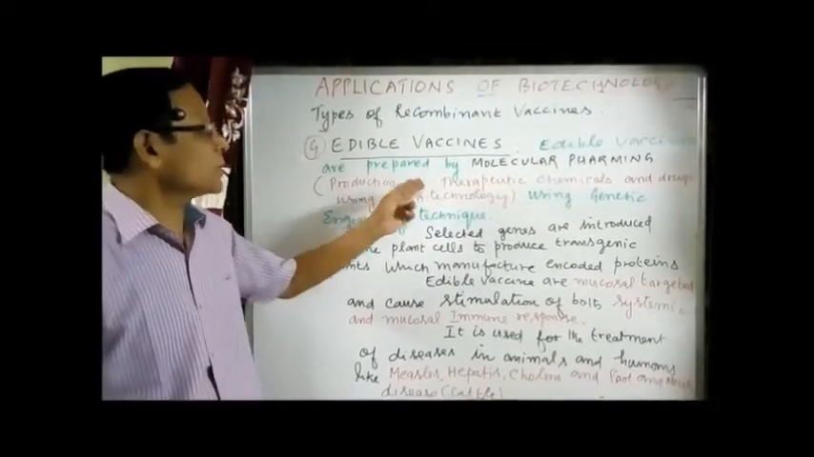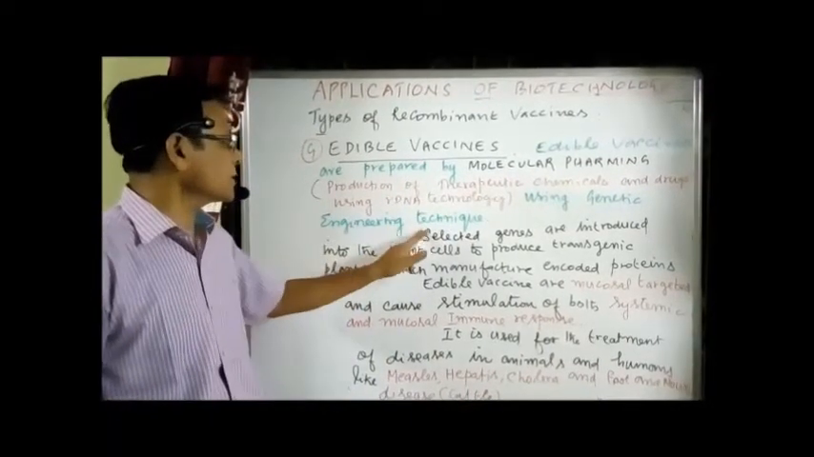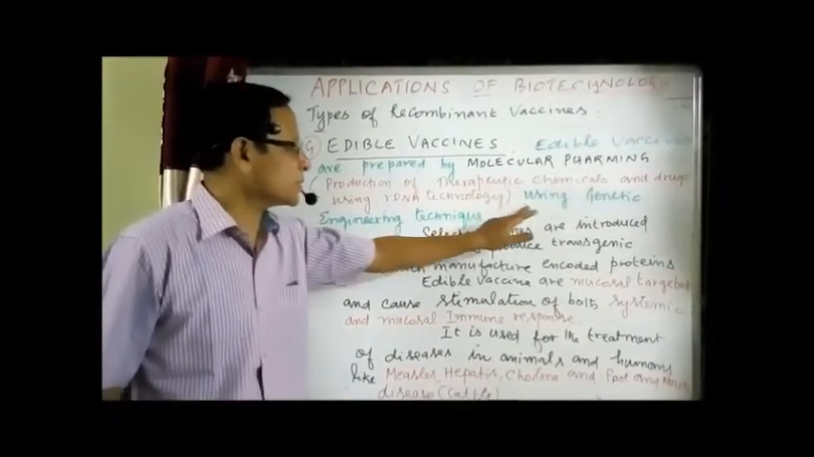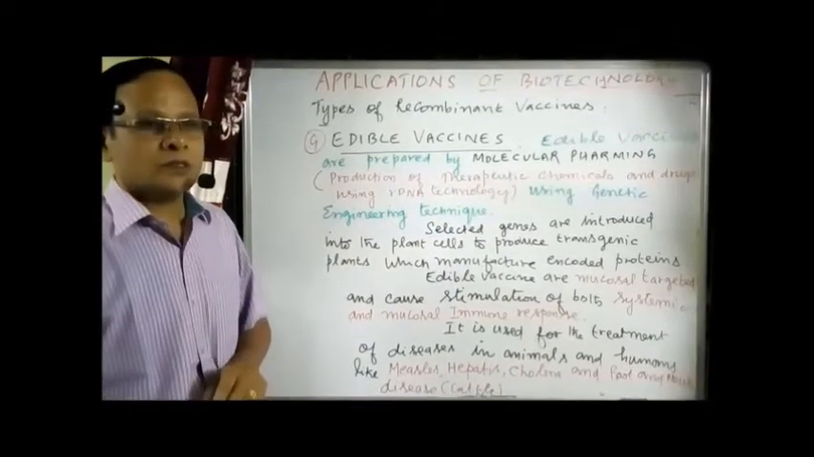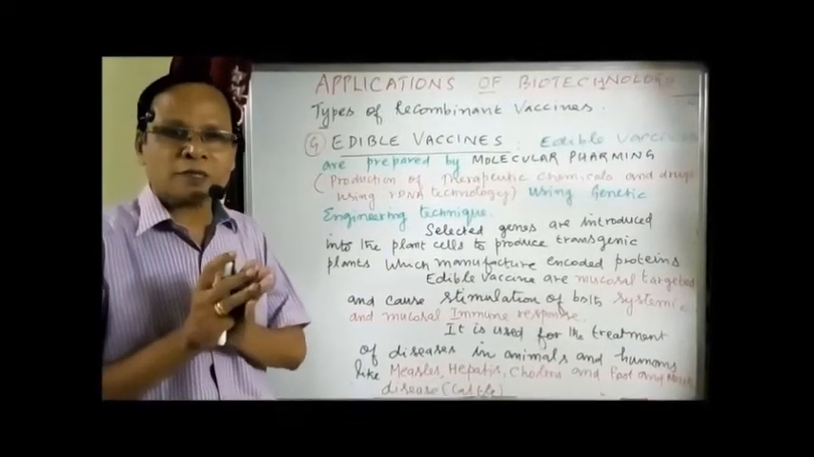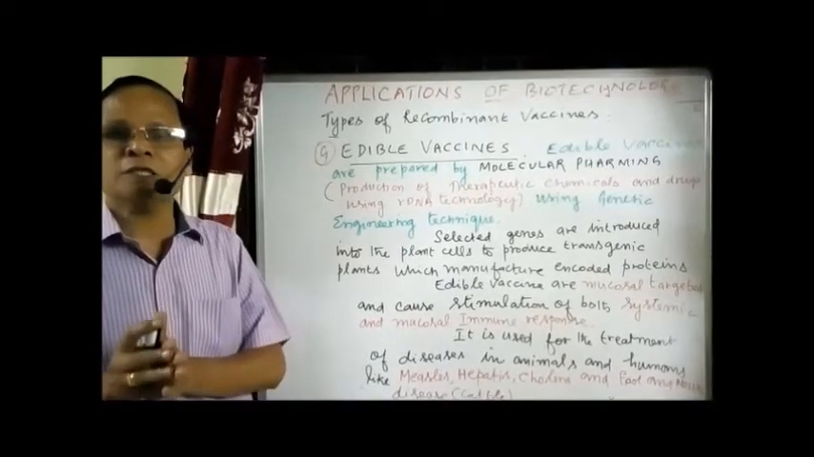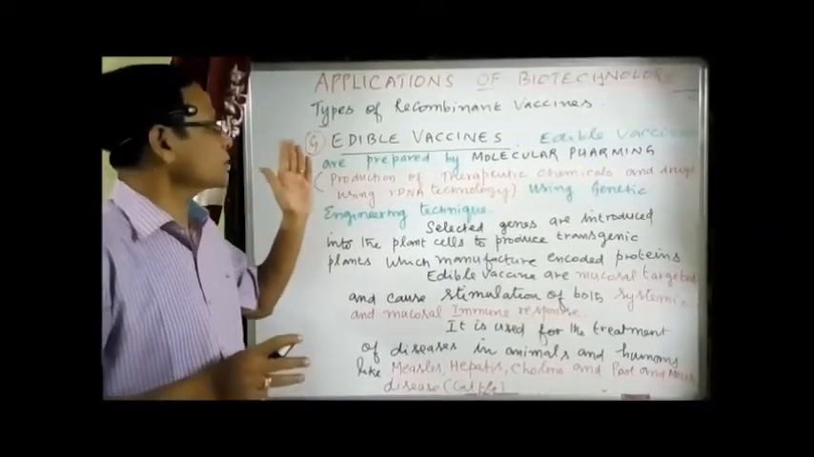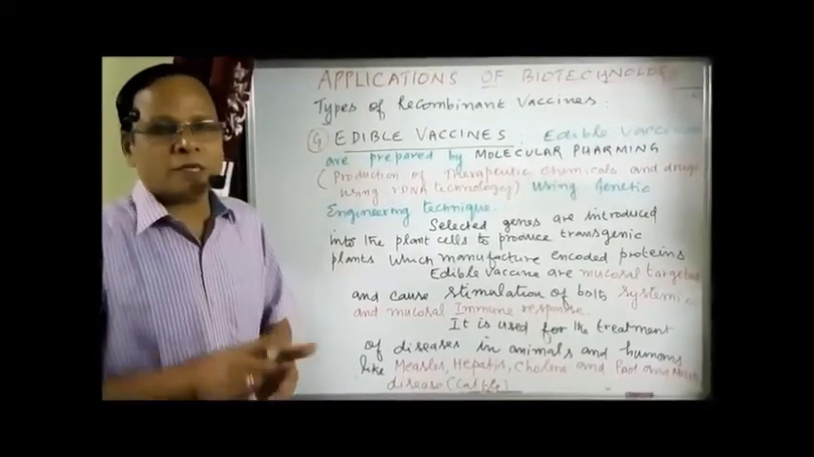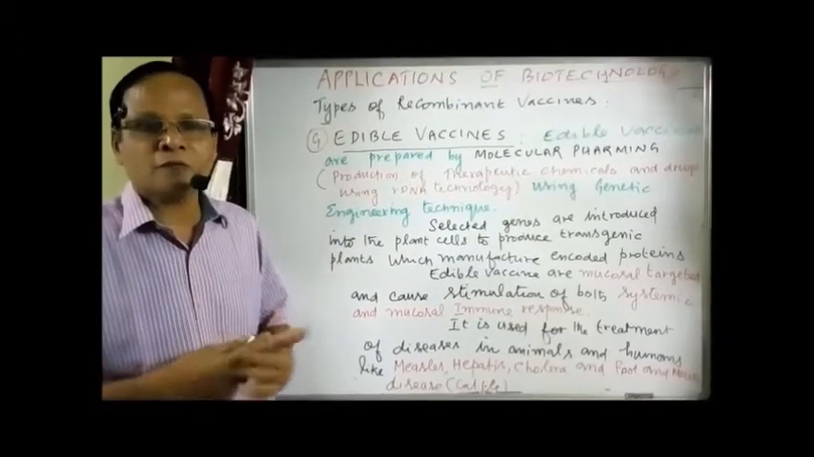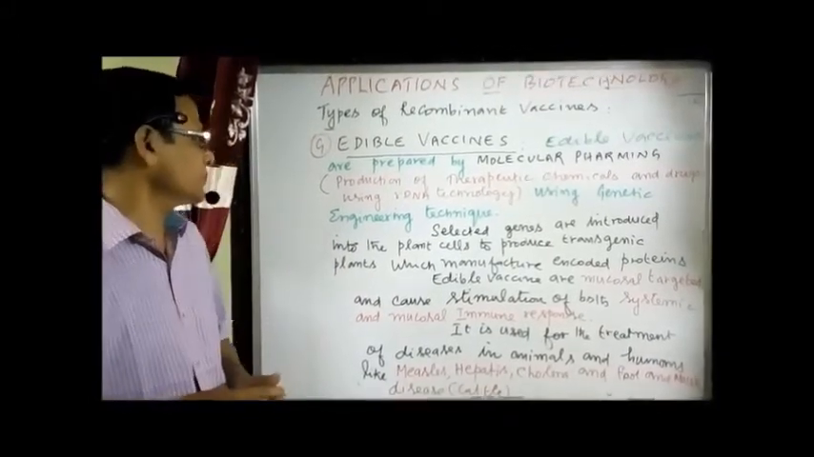What I mentioned is nothing but the genetic engineering technique. So the production of therapeutic chemicals and drugs by using rDNA technology or genetic engineering is what is known as molecular farming. So edible vaccines are prepared by this method with the help of rDNA technology.